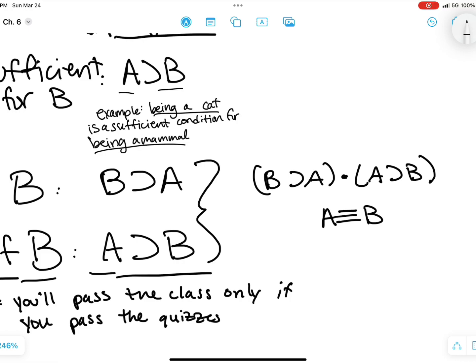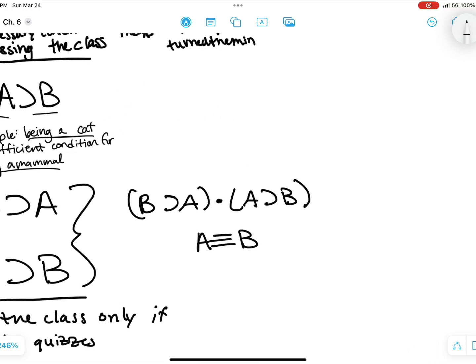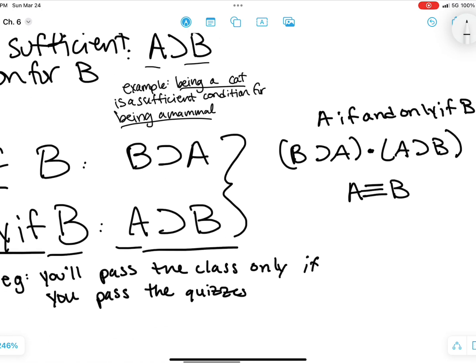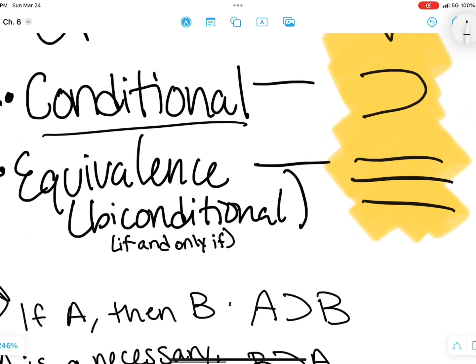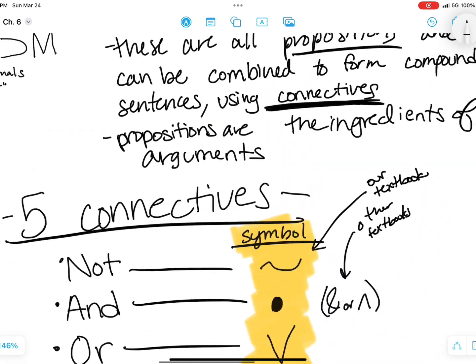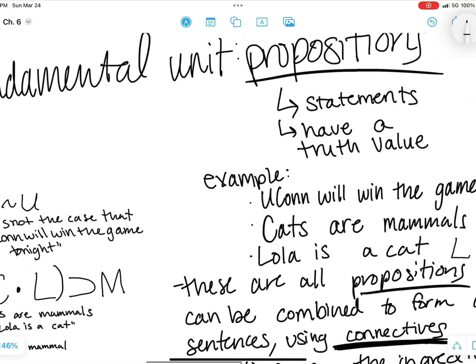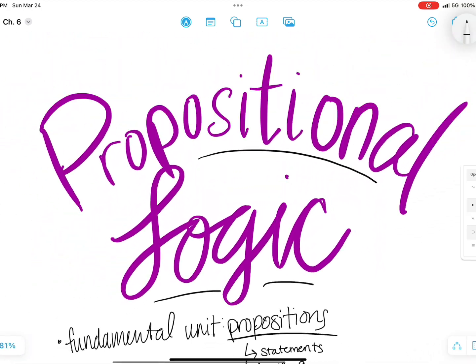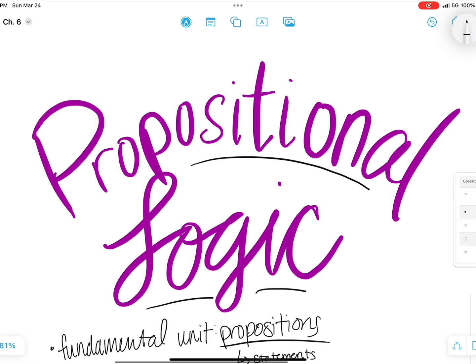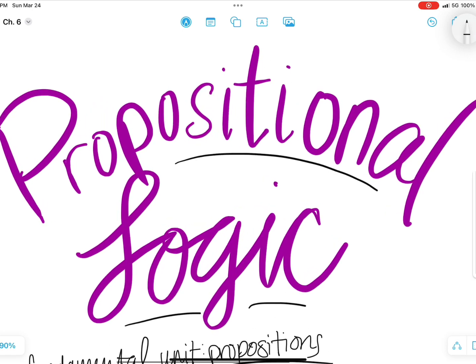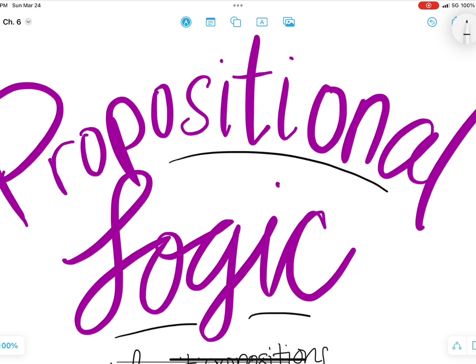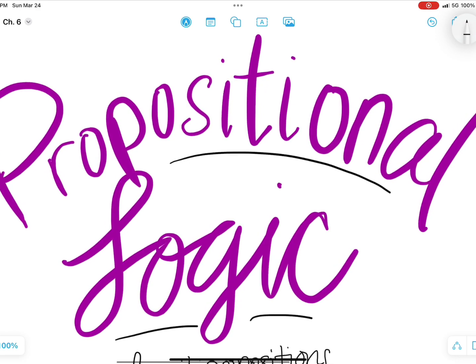If we have both of those, B horseshoe A and A horseshoe B, then we have a triple bar: A, if and only if B. Both of those are equivalent. So if we have an if and an only if, then that is an equivalence relation. So there you have it. There's the summary of the basics behind propositions and the 5 main logical connectives that we're going to be looking at within our unit on propositional logic.